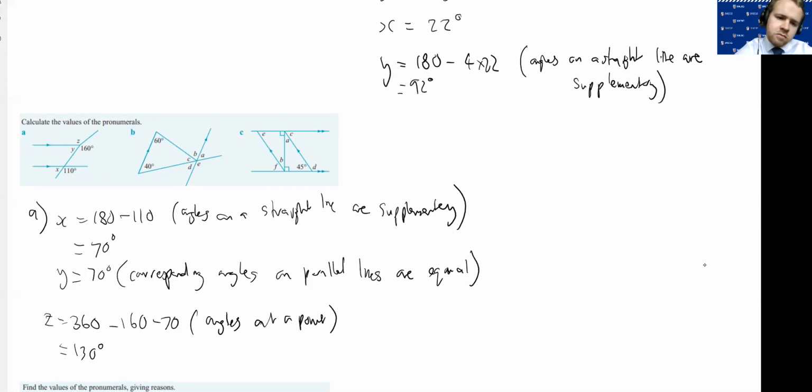Sorry, would it be 120? Is that right? Something along this. No, sorry, it's going to be alternate with 60, so it'll be 60 as well. That makes more sense. Yeah, so B is 60, and then D is going to be 40. And then we could find A, we've got corresponding, so A is going to be 40, and then E, we could do angles at a point. So you get the idea, lots of different reasons that we could use for this one here, and similarly for C.